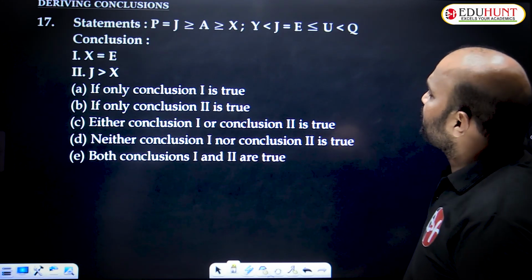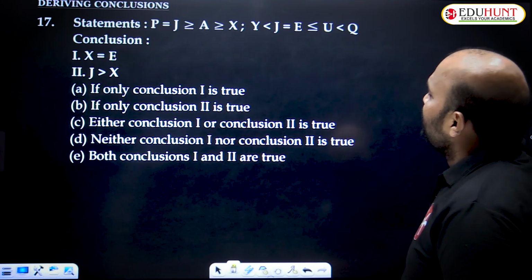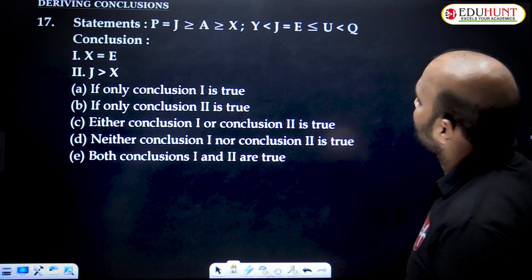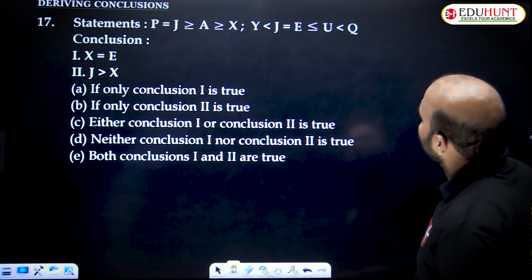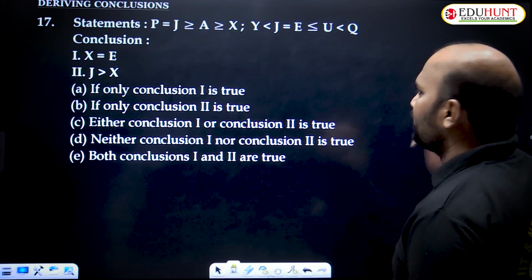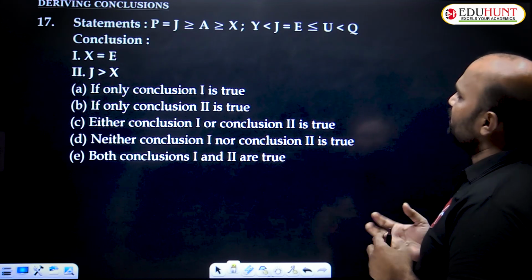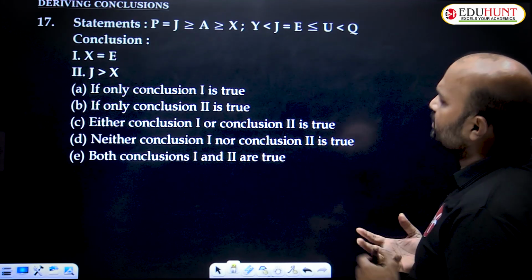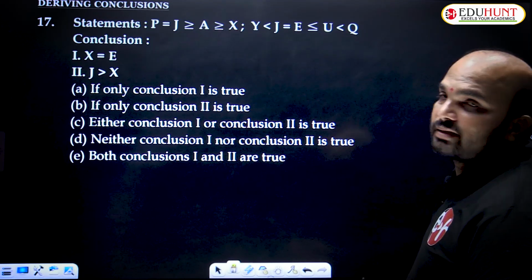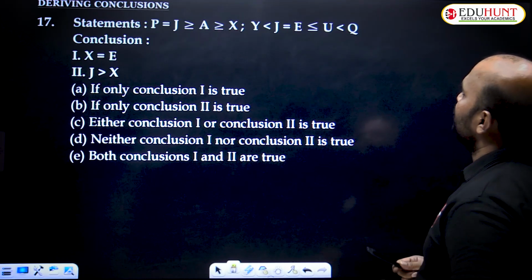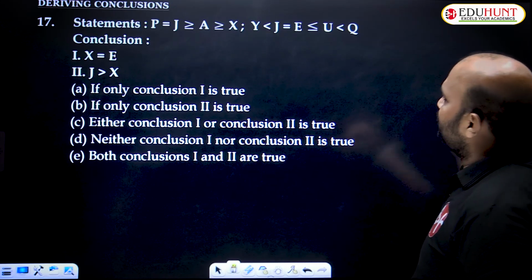What are the given statements? P equals J. J is greater than or equal to A. A is greater than or equal to X. Second statement: Y is less than J. J equals E. E is less than or equal to U. U is less than Q. So only two statements are given. Based on the two statements, only two conclusions are asked. First conclusion: X equals E. Second conclusion: J is greater than X. So by using the two statements, it can be converted into a single statement.